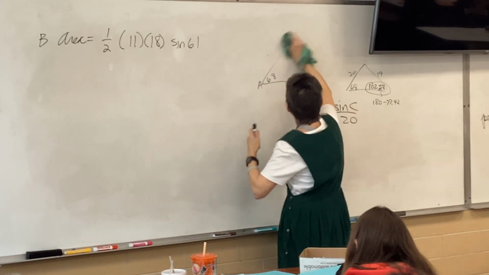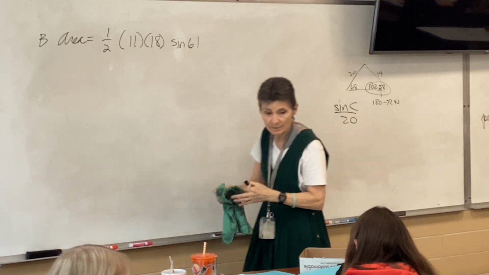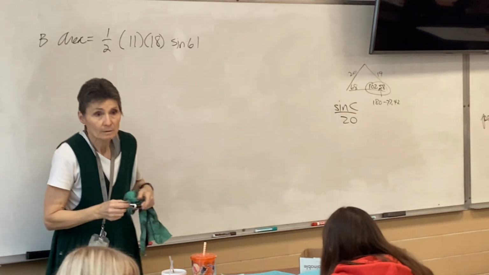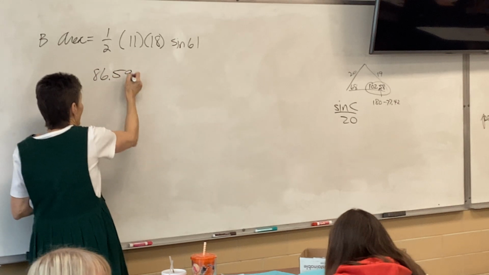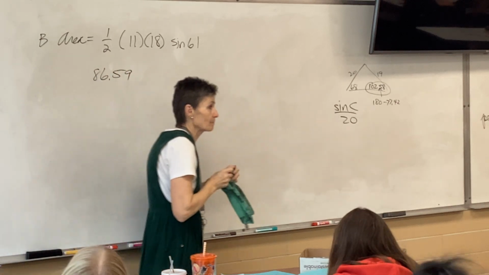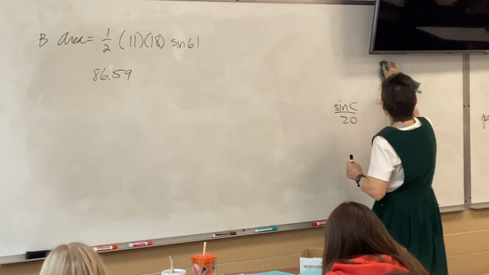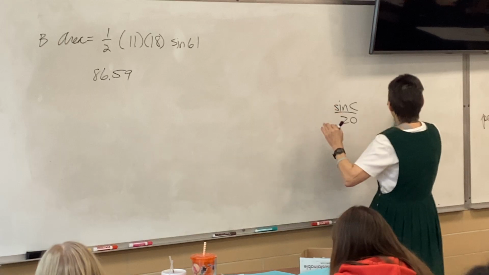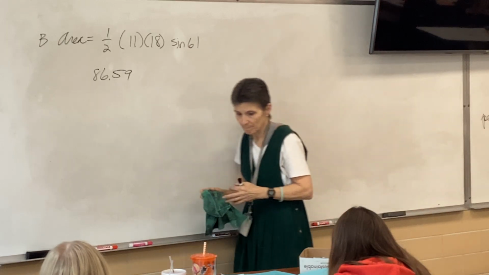All right, what'd you come up with? 86.59. How does that sound, everybody? All right, there's one more really easy one. Not as easy as that. There's one more pretty easy one. Which one is the pretty easy one?